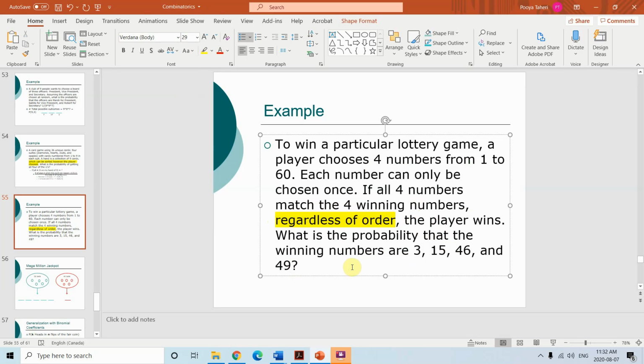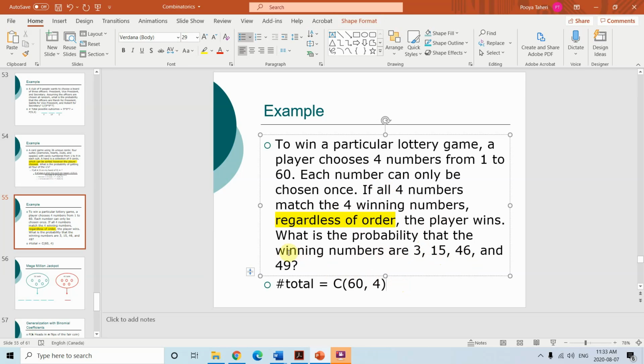Okay, so what is the total number of possible outcomes that we can have? We want to select 4 numbers out of 60, right? So it's basically C of 60, 4. Okay, and the order doesn't matter here, right? It said regardless of the order. If all 4 numbers match the winning numbers, you win, right?